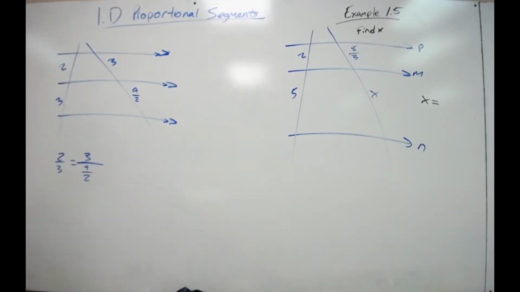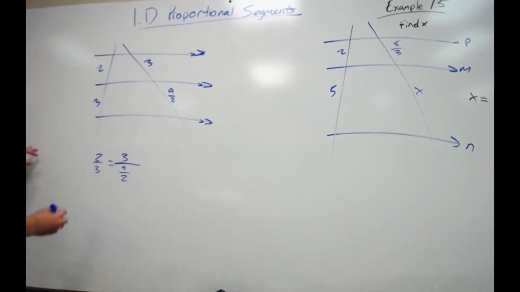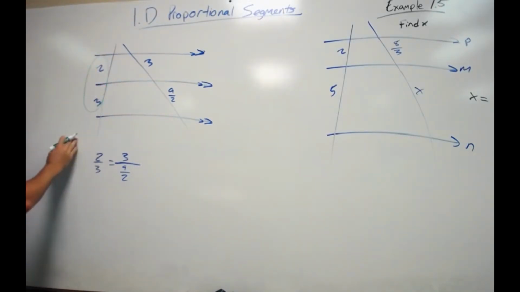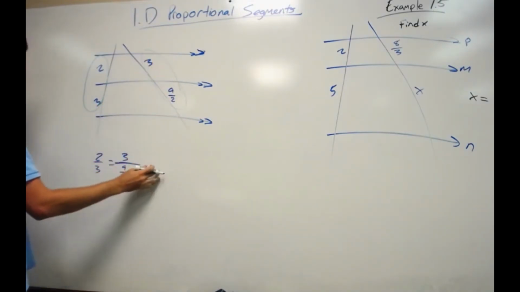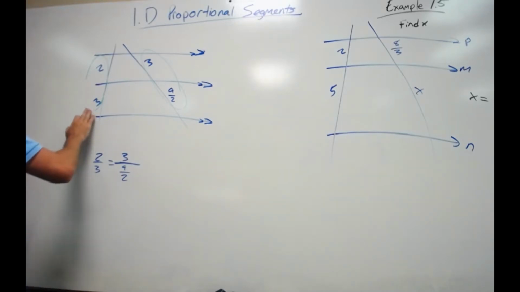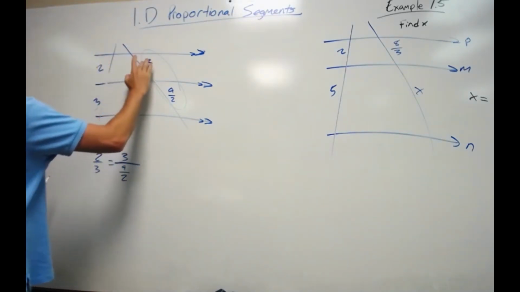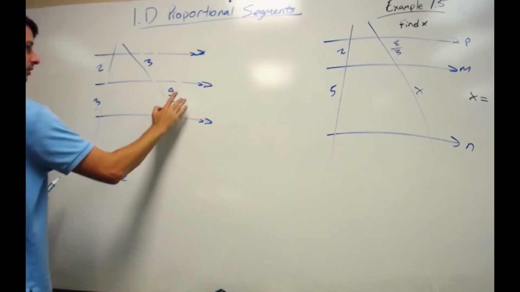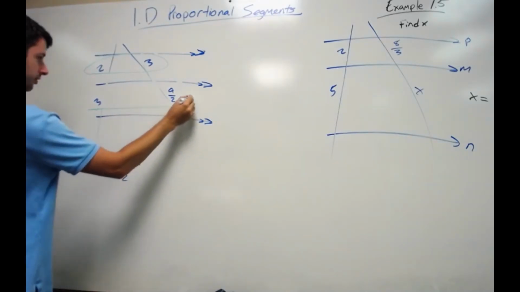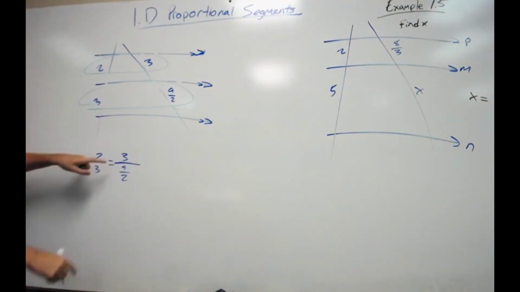So we can look at this like so. 2 over 3 is proportional to 3 over 9 over 2. You could actually do it horizontally as well. You could actually say 2 over 3 this way, notice that right there, is proportional to 3 over 9 over 2. Notice it's the same thing.